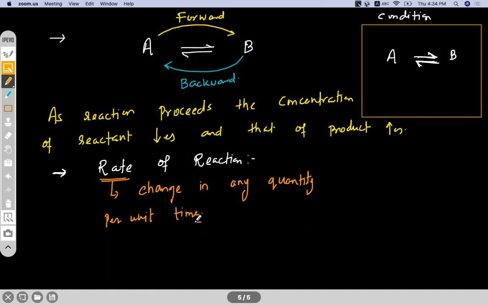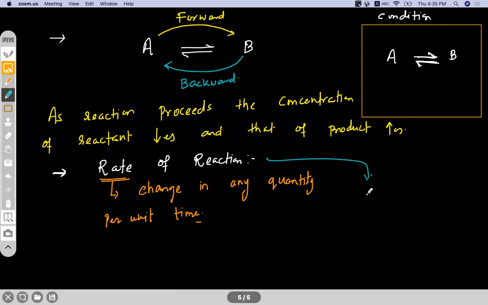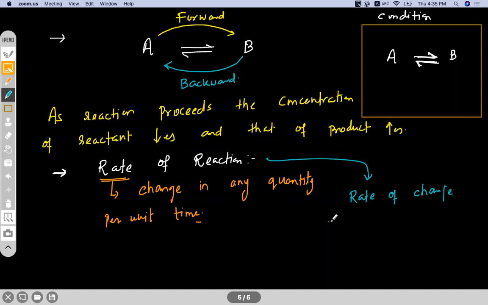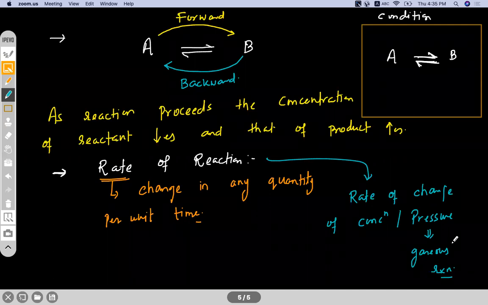What is acceleration? Rate of change of velocity, right? So velocity by time, basically. That is acceleration. So whenever I say rate, it means we are doing per unit time calculation. For rate of reaction, it is the rate of change of concentration, or pressure. Pressure we use when we have a gaseous reaction. Otherwise, concentration we'll talk about. No doubt in this? So the quantity is concentration or pressure.